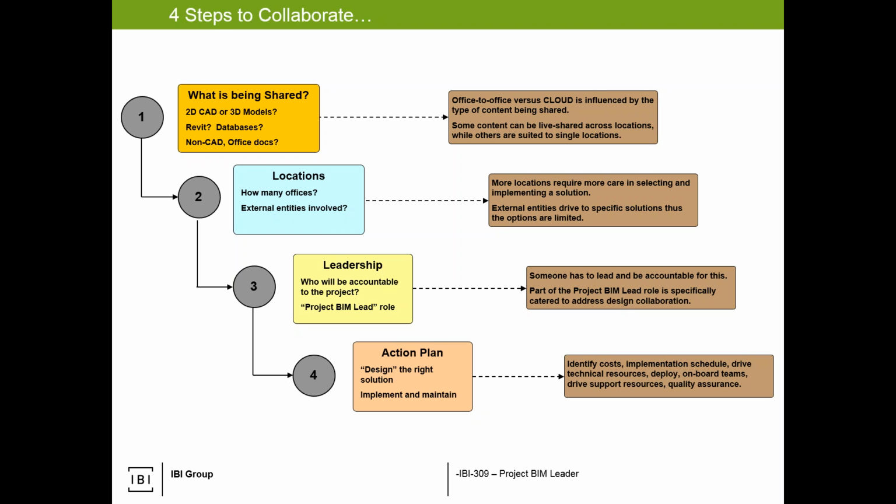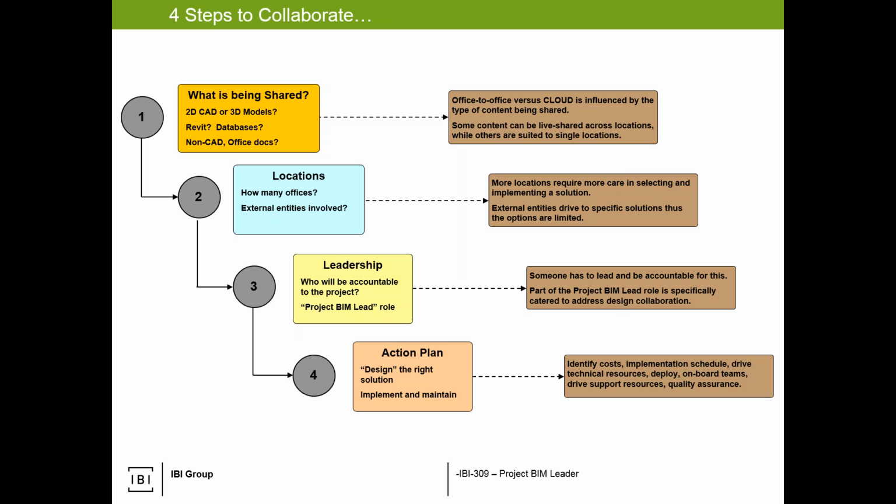Multiple offices across the globe, a couple offices that are very close to each other. Are there external entities involved? Whatever the answer to those first two questions are will really drive not only the available solutions, but how the solution can actually be molded together. Then, who's leading it? That's what this call is about.